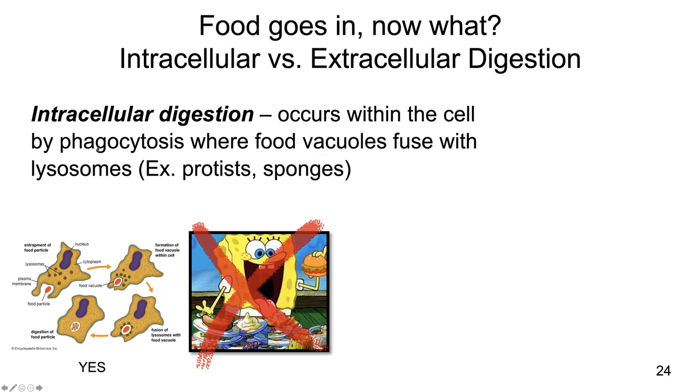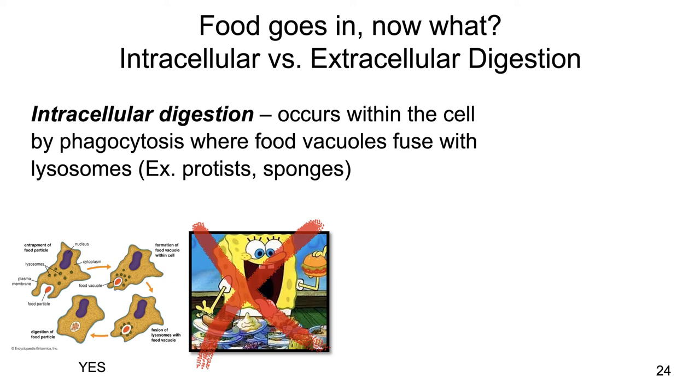So once your food's in, you've got to digest it. And there's two major types of digestion I want to talk about. There's intracellular, or within the cell digestion, versus extracellular, outside of the cell digestion. So intracellular digestion is digestion that's actually occurring within the cell.